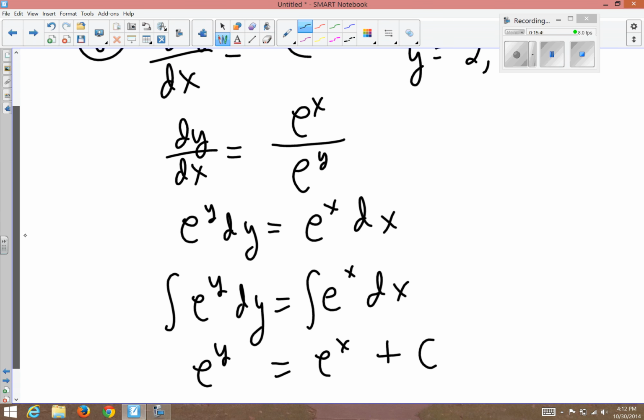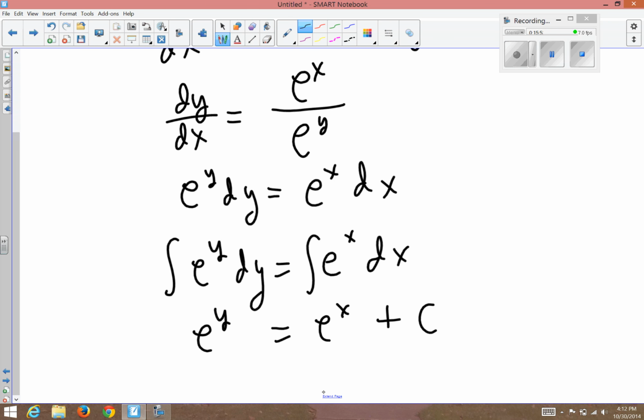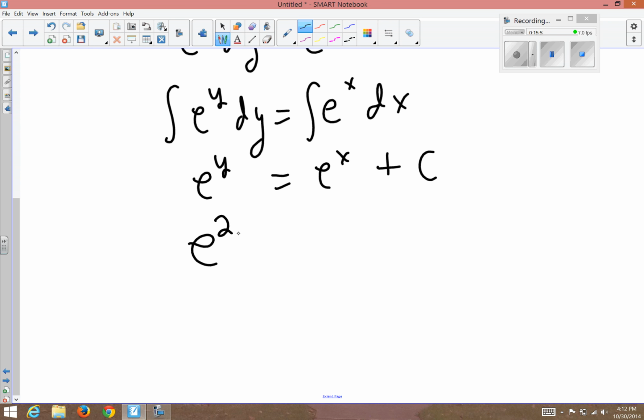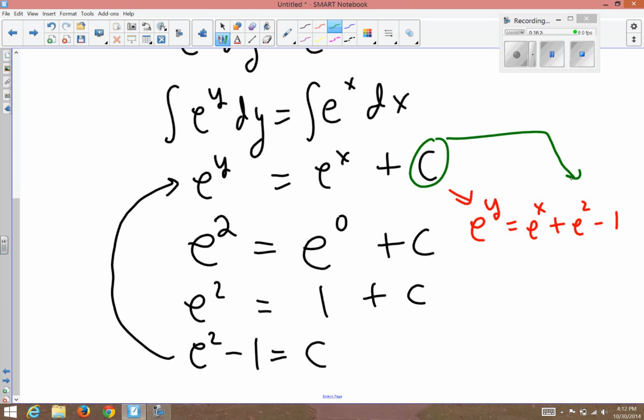Initial condition, y is 2 when x is 0. That means e squared equals 1 plus c. So e squared minus 1 equals c. And then we're going to just take what c equals and stick it up in there. So e to the y equals e to the x plus e squared minus 1. I'm just saying in the spot where the c is, we're putting that.